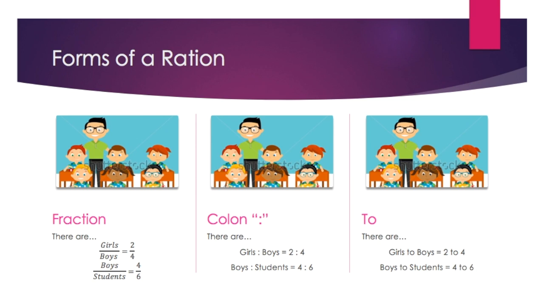I could also write a ratio using a colon. So there are girls to boys 2 to 4, boys to students 4 to 6. That colon can be read as the word "to," or we can actually use the word "to." So the last way to write a ratio is girls to boys are 2 to 4, or boys to students are 4 to 6. Again, I'm just looking at the classroom population and making observations about various groups that can be represented with a number.